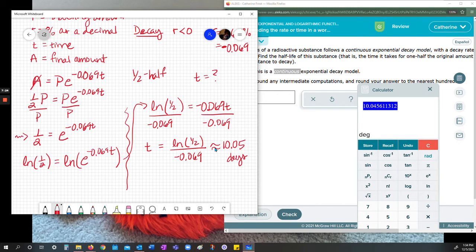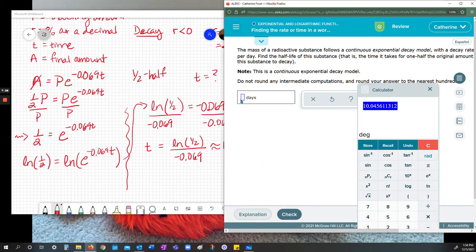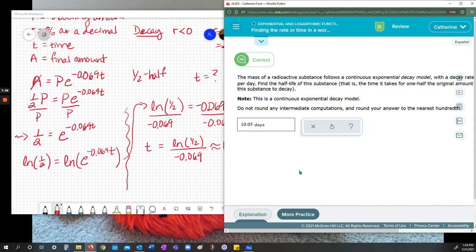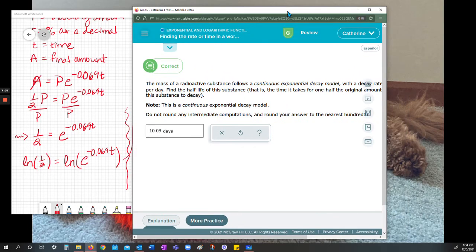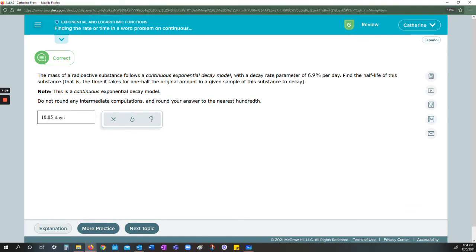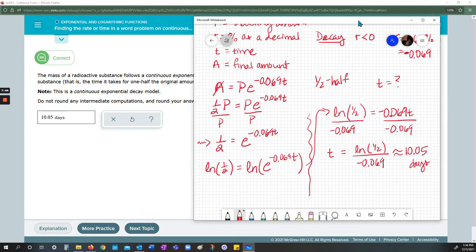So it takes about 10 days for this substance to decay to half its original amount. Okay, check. Let's see if we can find one. So we're finding time there. Basically, whenever you're asked to find the half-life, it's always going to be natural log of 1/2 divided by that decay rate. If this were a test question, I'd be fine with you just explaining that and writing that out.